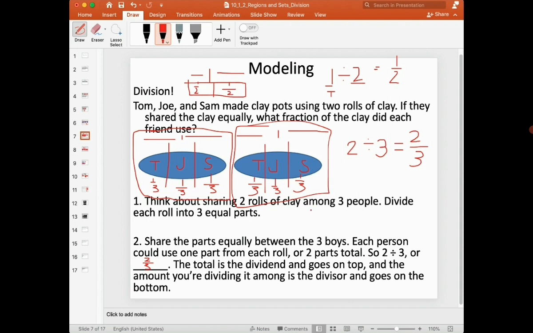So we thought about sharing 2 rolls between 3 people. Divide each roll into 3 equal parts. Share the parts equally between the 3 boys. Each person uses 1 part from each roll, or 2 parts total. So 2 divided by 3 is 2/3. The total is the dividend. The 2 goes on top. The amount you're dividing it among is the divisor, and it goes on the bottom. It's the denominator.